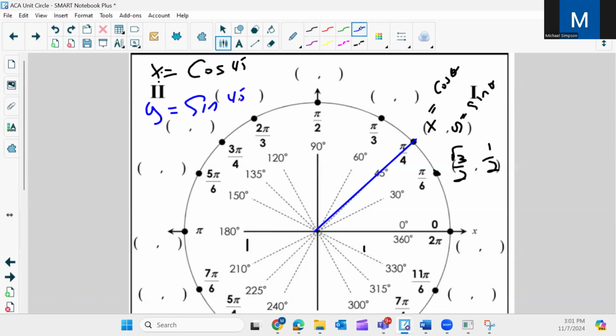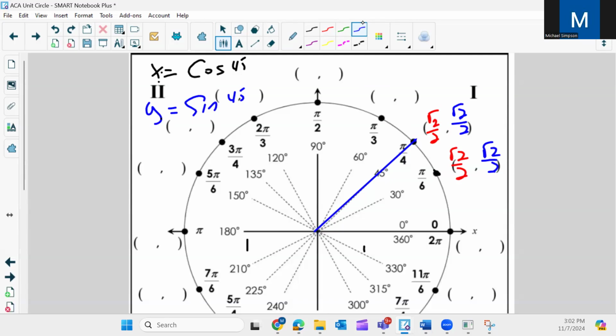Go back and look at the 45 triangle, and you will see that the cosine of 45 and the sine of 45 are the same. So the cosine of 45 is the square root of 2 over 2, and the sine of 45 is also the square root of 2 over 2. And we can keep on doing that now.